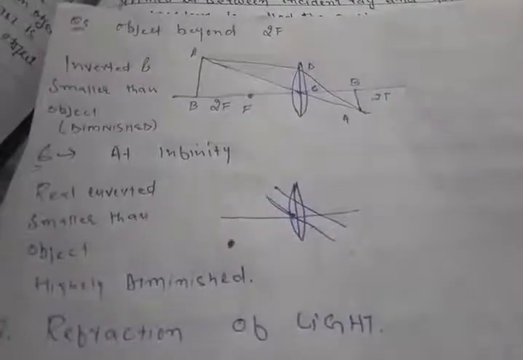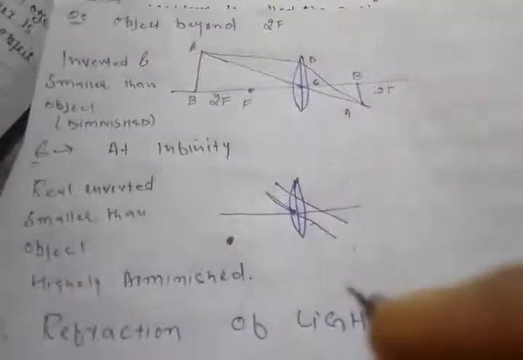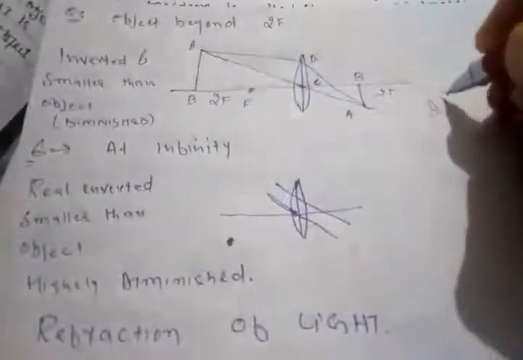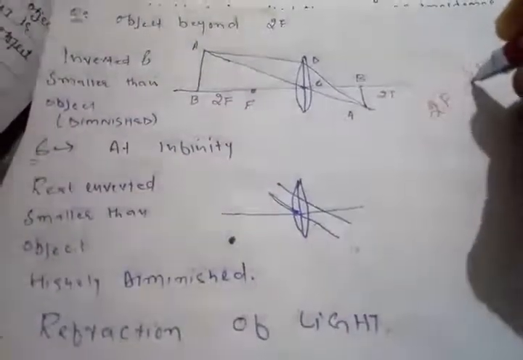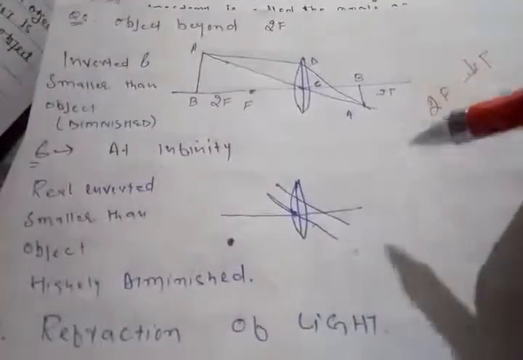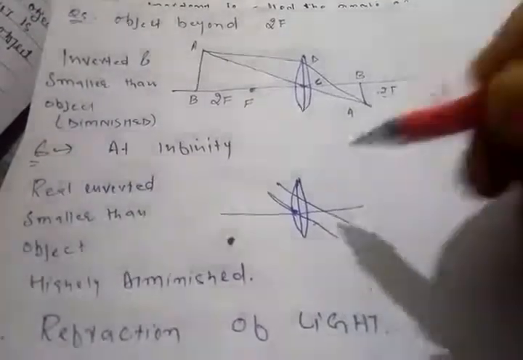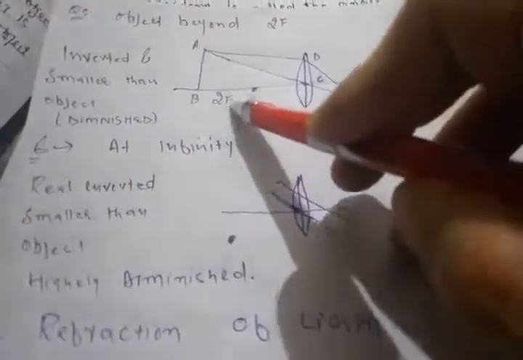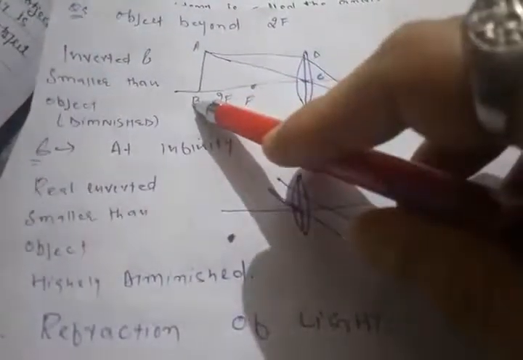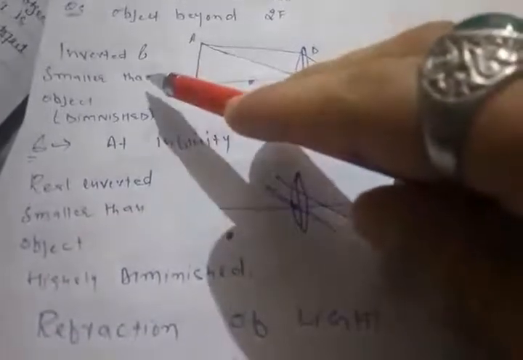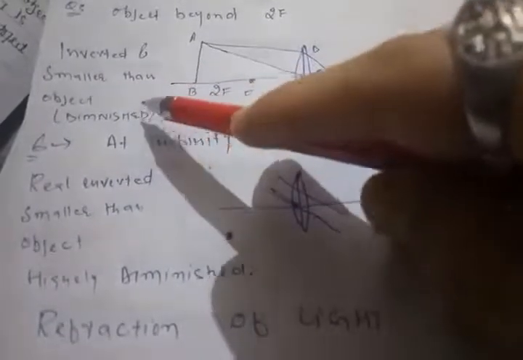Hence case number 6 is the object placed beyond 2f. In the previous case, case number 4, we had placed the object in between 2f and f. Here in this case we have to go a little further back, beyond 2f, and place the object beyond 2f. Here is 2f, and we have to place the object here. Then the image is inverted, upside down, smaller than the object, and diminished.